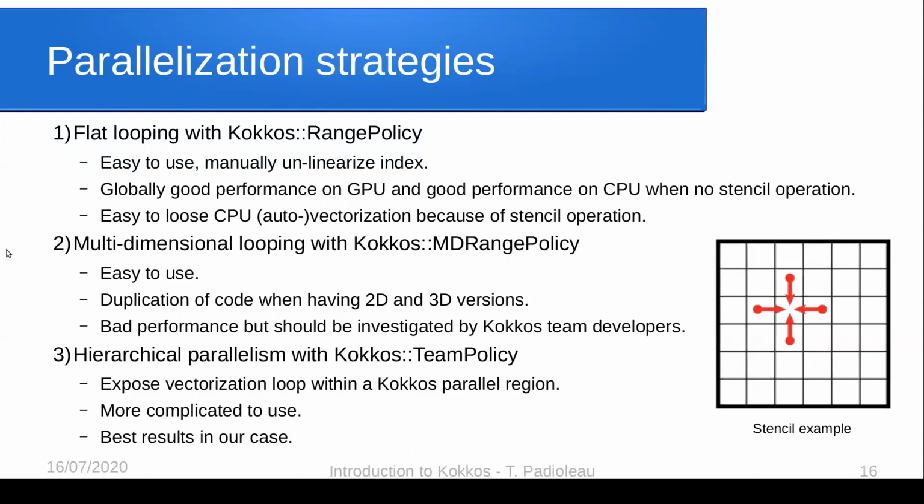The second strategy was to try the MD range policy. It was also easy to use, even if it leads to duplication of code using 2D and 3D versions. But it also gave bad performance on GPU and CPU. Kokkos developers knew that when we met them. I don't know if it evolved since then. And finally, we tried the hierarchical parallelism, which gave the best results. So the idea was to expose the most inner loop to get vectorization without losing the good results that we have with the range policy. So it was a bit more complicated, but also closer to hardware resources and gave good results, as I can show you here.